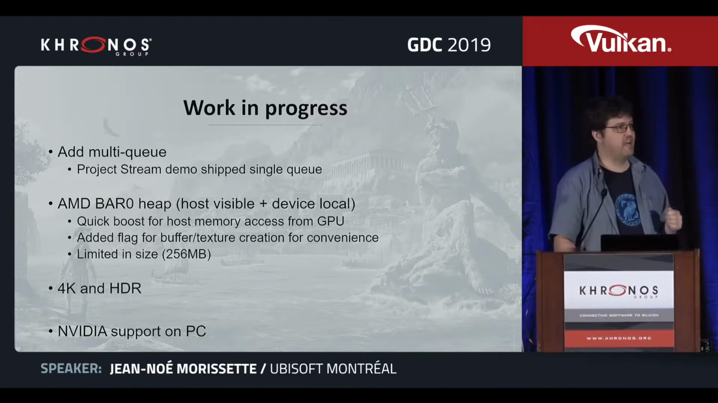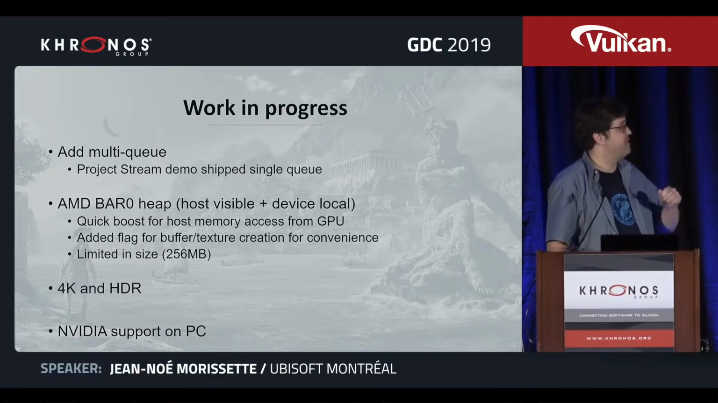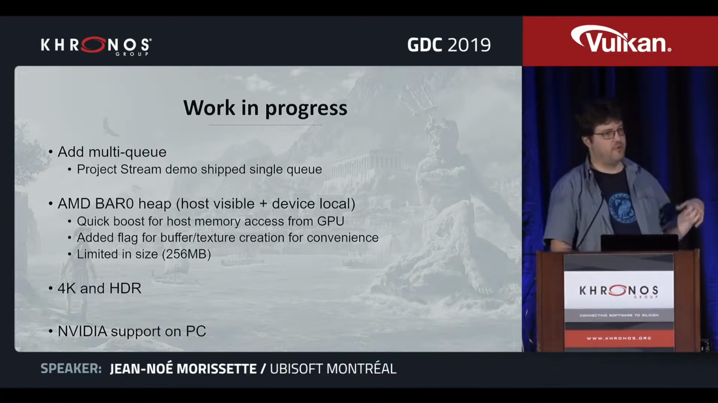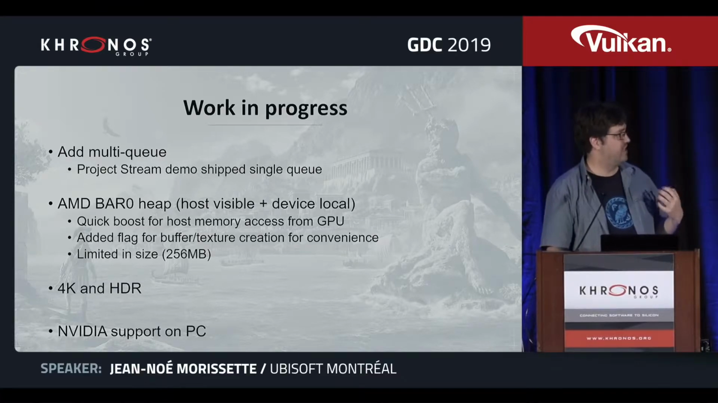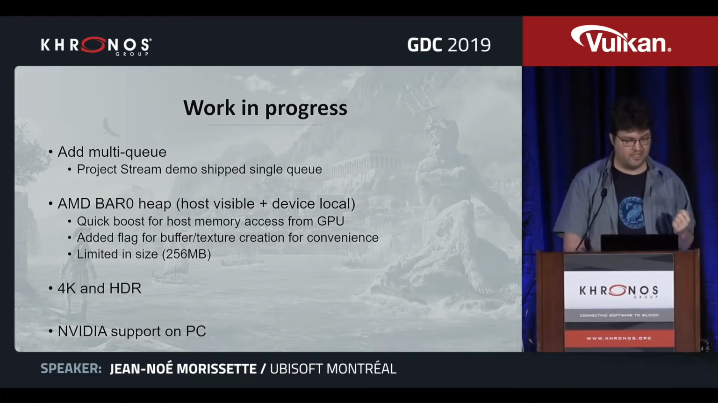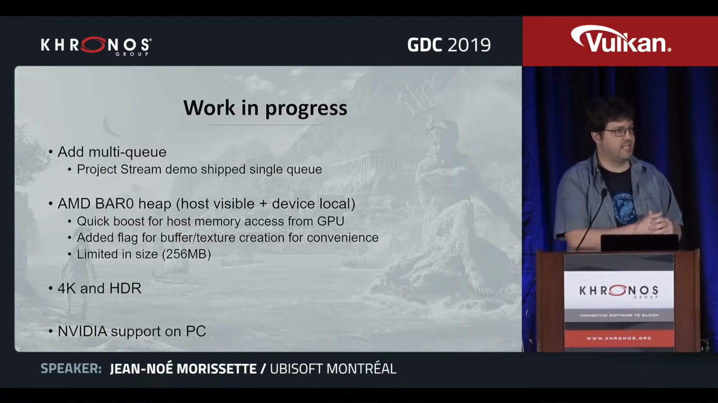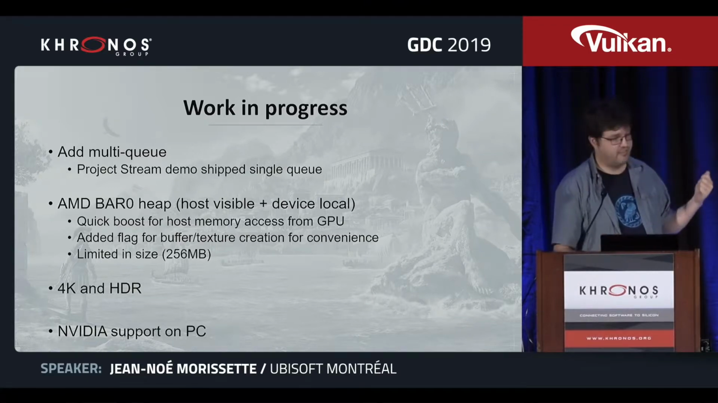Another thing that we saw happening is places where the GPU would read from host memory. When we would have a lot of this going on, it would start to bog the performance down. You should definitely look into AMD's BAR zero heap. They describe it in GPUOpen on their website. What we did is we added ourselves a flag, so when you create a buffer or a texture, you could tell it to allocate itself into this heap.